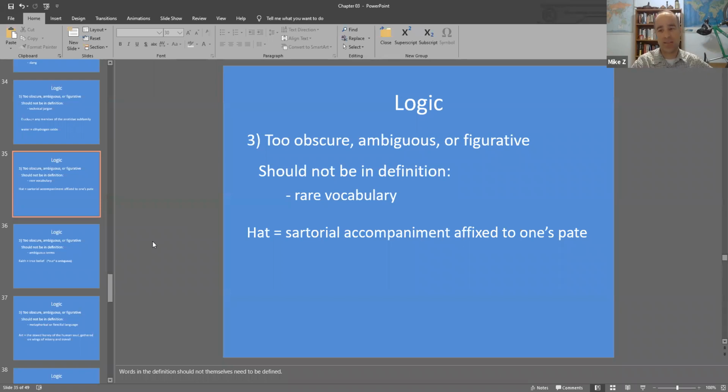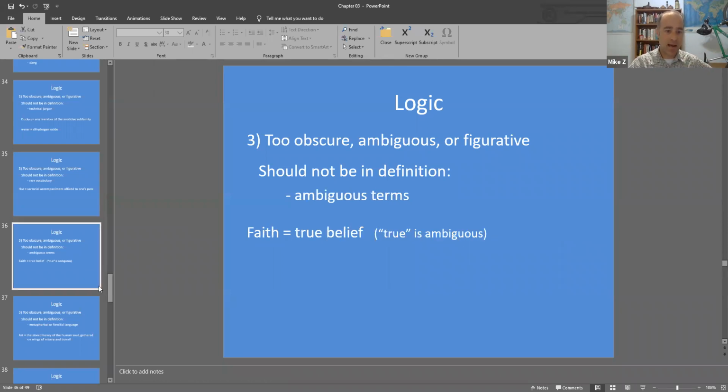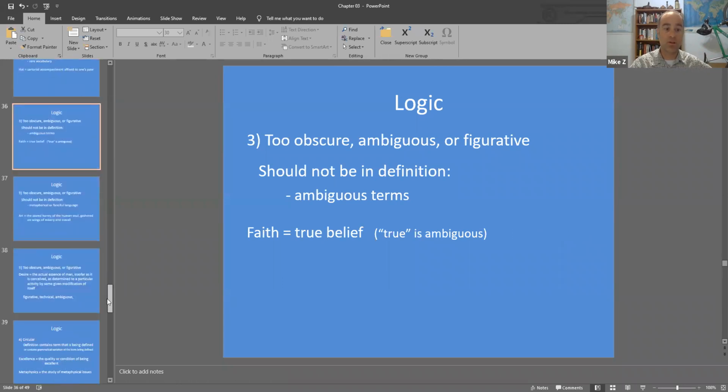Because you have to define the terms that are here. And there's a better way. There's a clearer, more straightforward way of defining this term. Here's another one. This is where the terms that are used in the definition are ambiguous. Remember, an ambiguous word is one that has two or more distinct meanings. So this seems like a pretty good definition of faith: it's true belief. Okay, but this term true here actually has ambiguous meaning. It can mean more than one thing in this context.